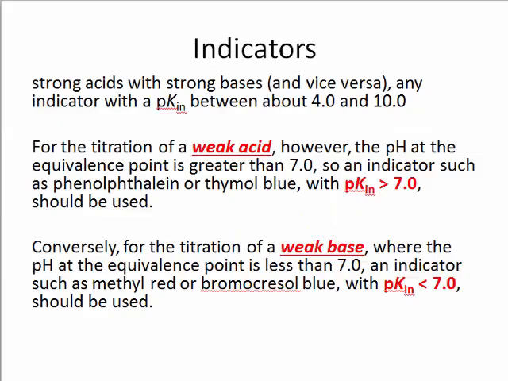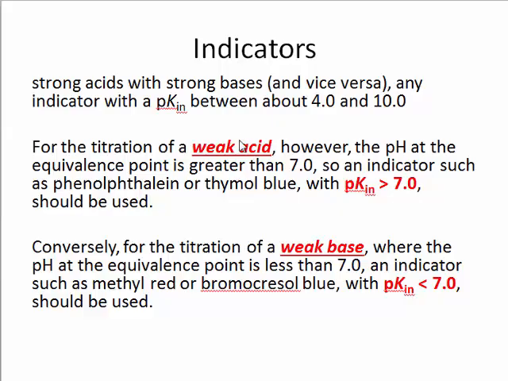Alright, let's end this section with some thought about indicators. Indicators, as you know, are substances that change color, hopefully indicating the equivalence point. Indicators change color at a particular pH. They are themselves weak acids. In general, if you're titrating a strong acid with a strong base, because of the steep change in pH around the equivalence point, any indicator with a pK between 4 and 10 will do.